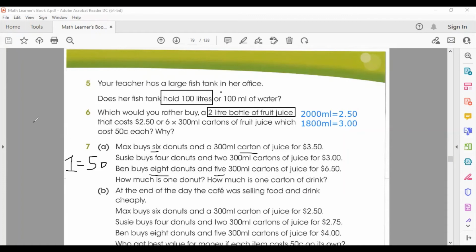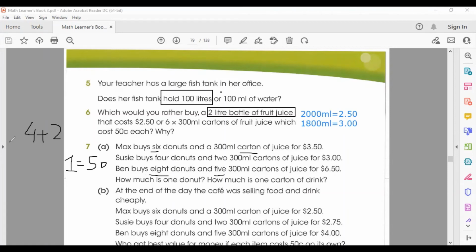8 carton, it's $4. Why? Because one donut equals 50 cents. So 8 donuts equal $4, plus 5 cartons. 1 carton equals 50 cents, and 5 cartons equal $2.50. So 4 plus 2.50 is $6.50. How much is 1 donut and how much is 1 carton of drink?